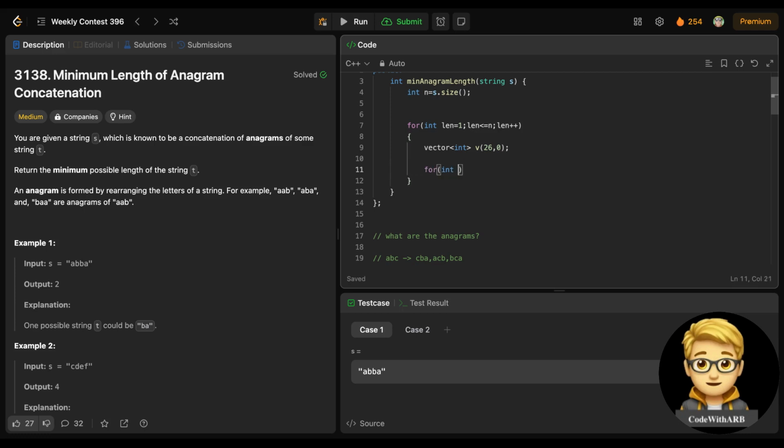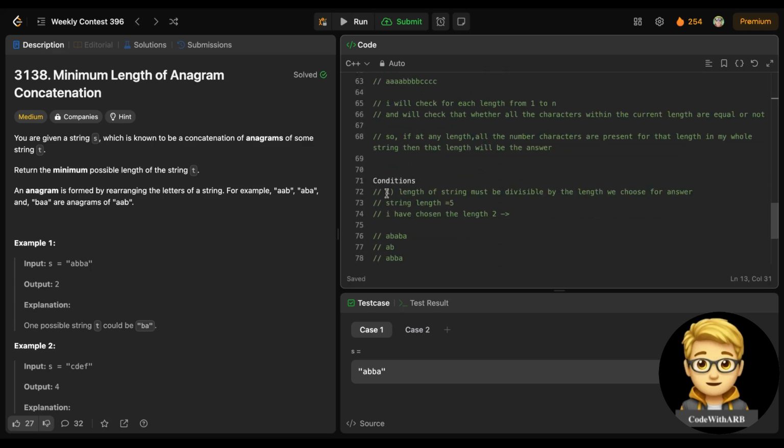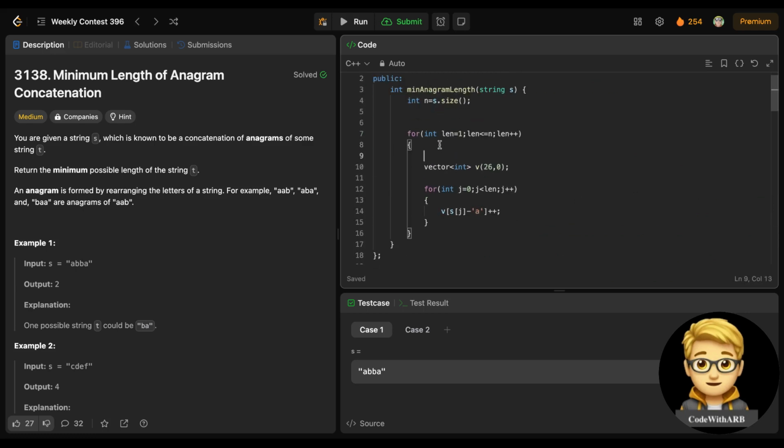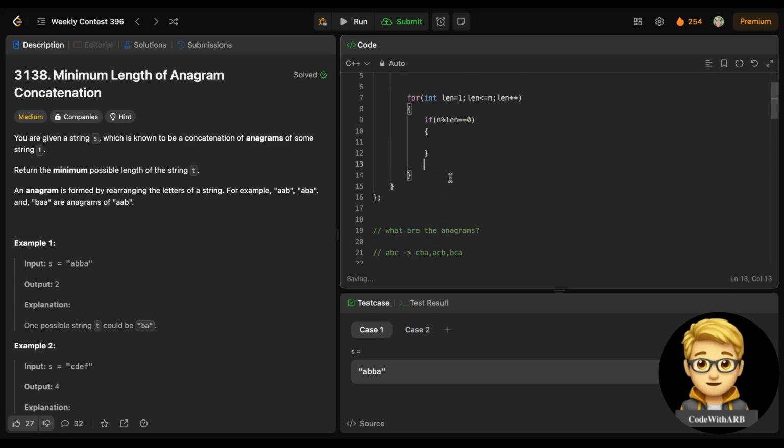Then we will start adding the counts of all the characters of the first segment of this length, right? So we will store them here, s of j minus a. Okay, before that I need to check the first condition, whether the string length is divisible by the length we choose or not. Otherwise we will not check further, right? Because there's no point in checking if the length of the string is not divisible by the chosen length, right? So this needs to be checked before.